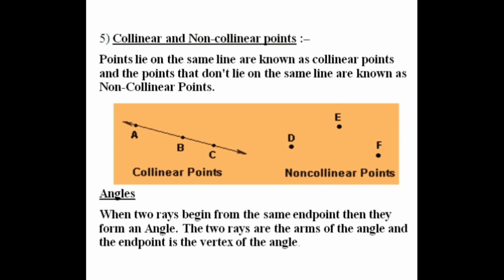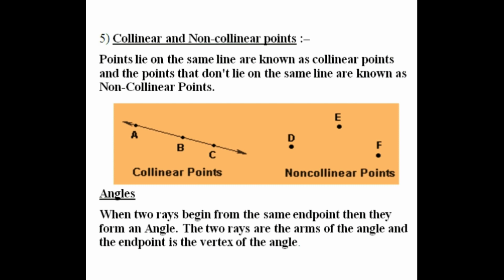Okay. Next come to angles. When two rays begin from the same endpoint, then they form an angle. Two rays are the arms of the angle and the endpoint is the vertex of the angle. So angle, you know how to draw the diagram. That is one vertex. Clear?